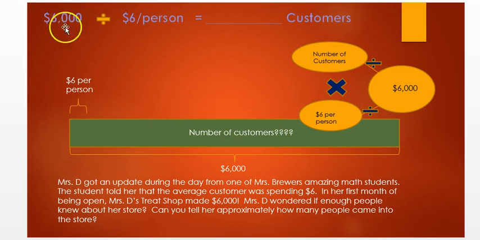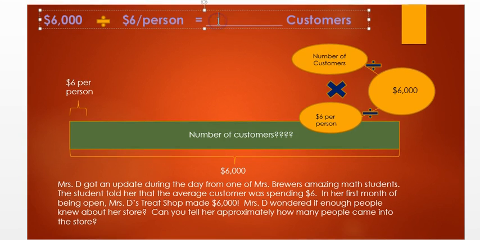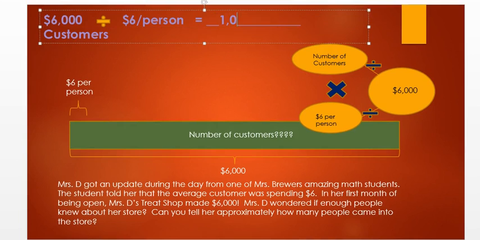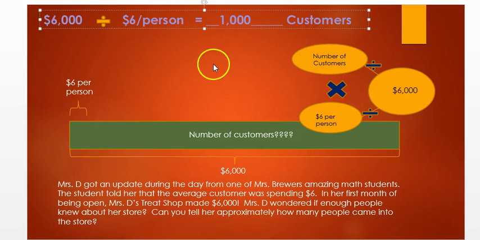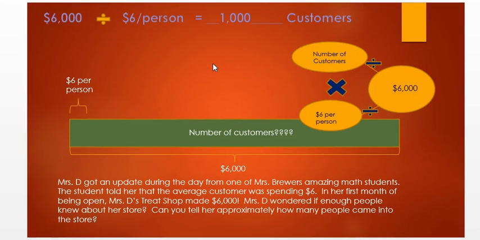So I would take my $6,000 that I earned all together, and I would divide it by the $6 per person, which would tell me how many customers I got. What is 6,000 divided by 6? 1,000, right? So I know that I have 1,000 customers that had come in the first month. I think that's pretty good for a new business. I'm not sure, but I seem happy with it.